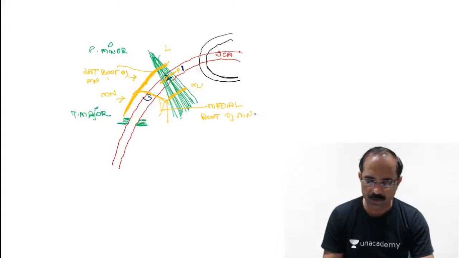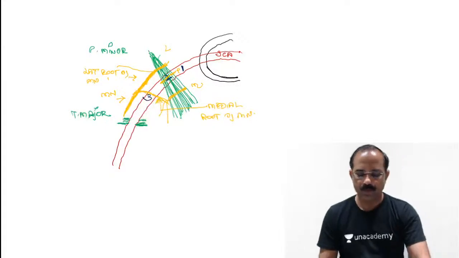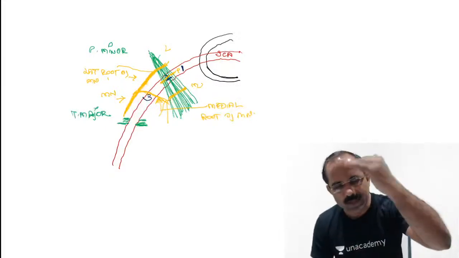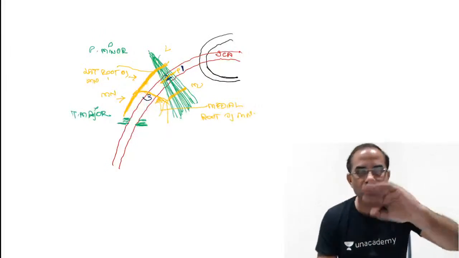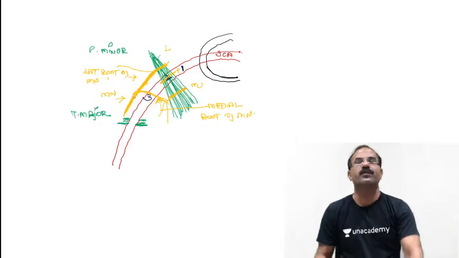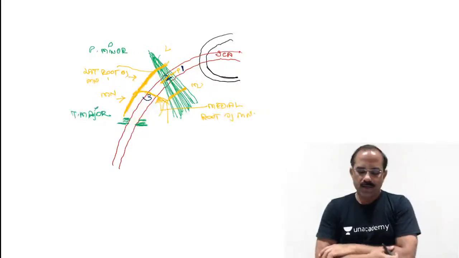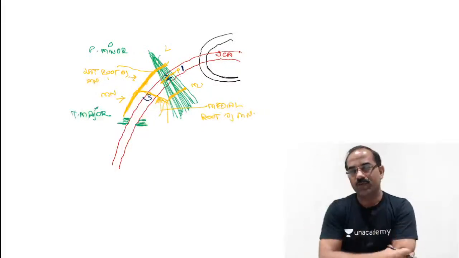Medial root of median nerve. Okay, so the lateral root of median nerve is a branch of lateral cord. The medial root of median nerve is a branch of medial cord. Both these roots will join to form the median nerve. Can anyone tell me the root value of median nerve?